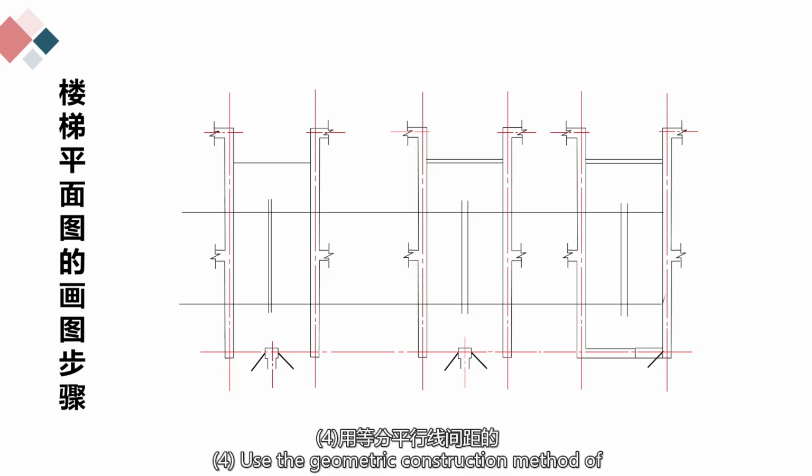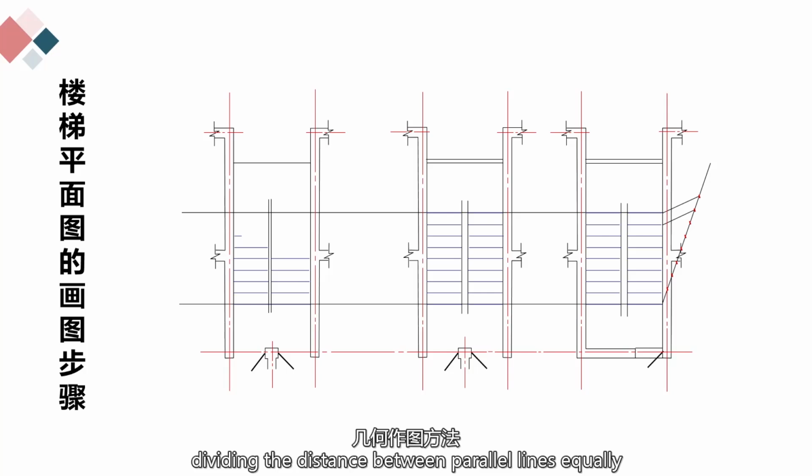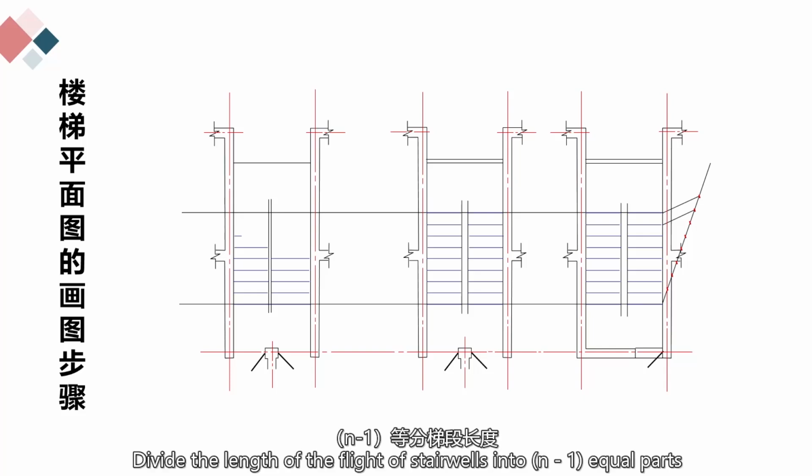4. Use the geometric construction method of dividing the distance between parallel lines equally to draw the tread lines of the stairwell. Divide the length of the flight of stairwells into n-1 equal parts.